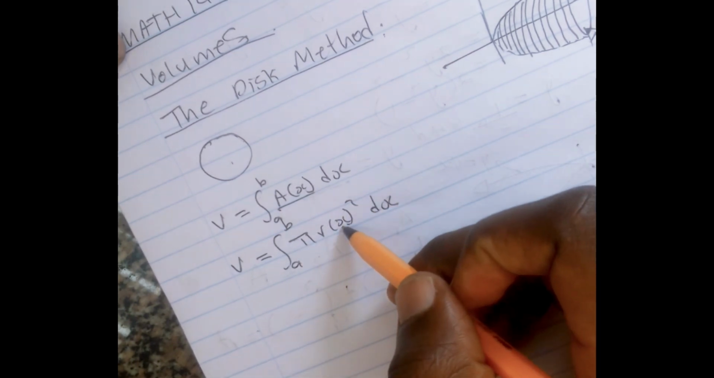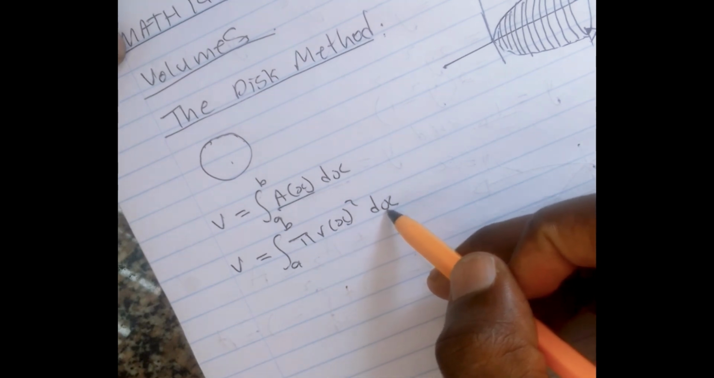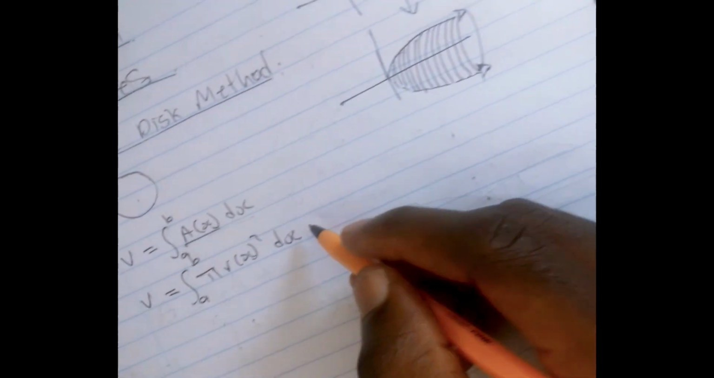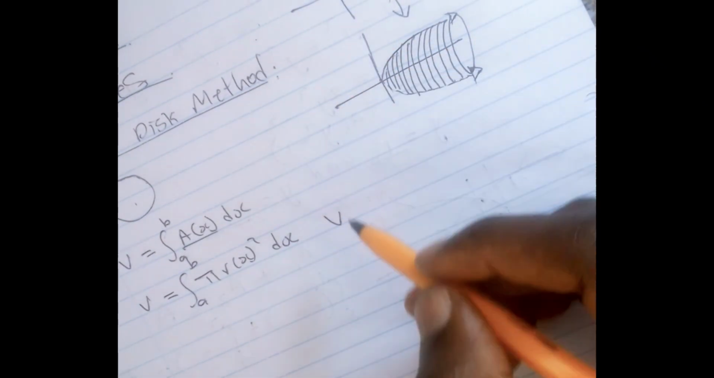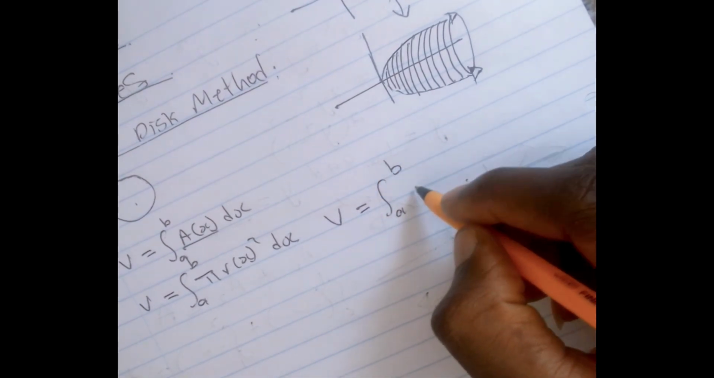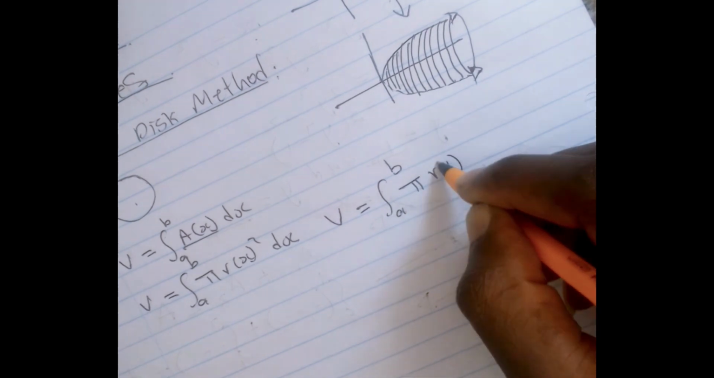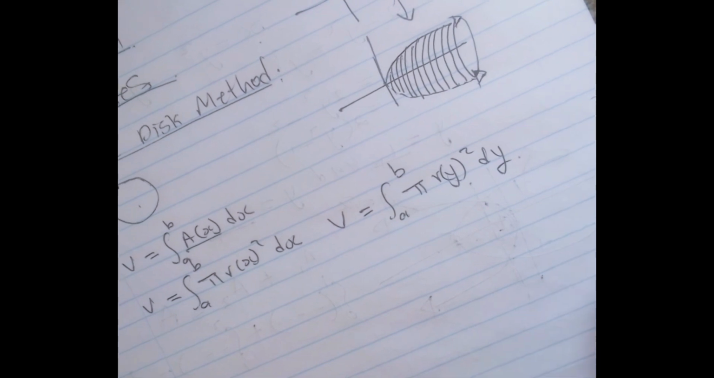The reason I'm saying r at x is because this is dx. When you're working with y, you would say, when you revolve this about the y-axis, the volume is going to be equal to the integral from a to b of pi r at y squared dy. This is what you're going to have.